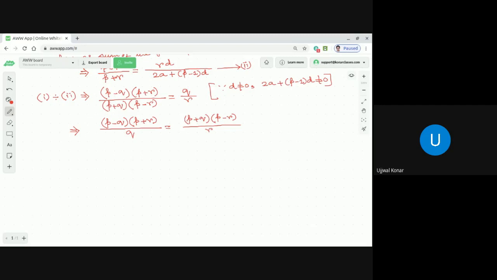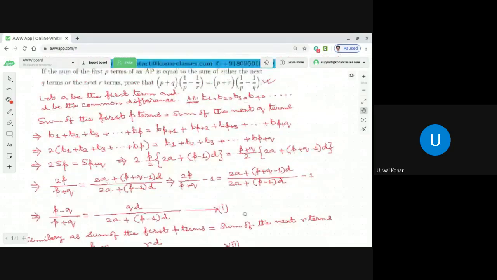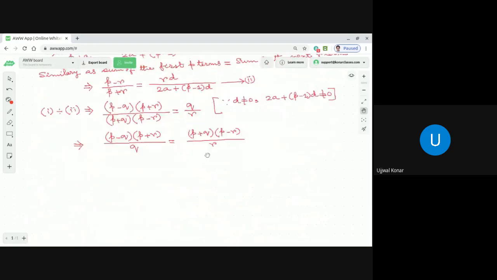But what you need to achieve, always, start with the end in mind. We need to achieve that P plus Q into 1 by P minus 1 by R. If you need to make 1 by P minus 1 by R, what you need to do is that we multiply both sides, the numerator and the denominator, by P. So then what you are going to get, here you will get P and here you will get P.